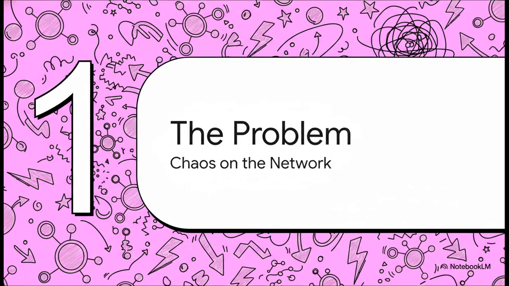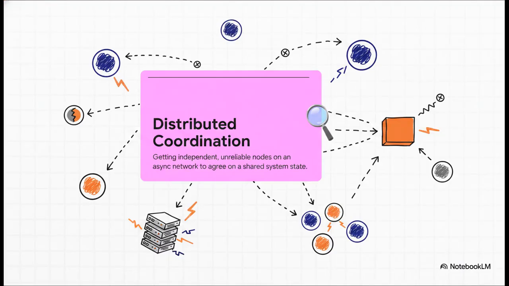Let's kick things off with the problem itself, the absolute chaos on the network. Basically, distributed coordination is the process of getting independent, completely unreliable nodes to agree on a shared system state. And the catch? They are connected by an asynchronous network. Because network messages get delayed or just dropped completely, and because server nodes can crash at literally any second, coming to a safe, shared decision is an incredibly difficult engineering hurdle.